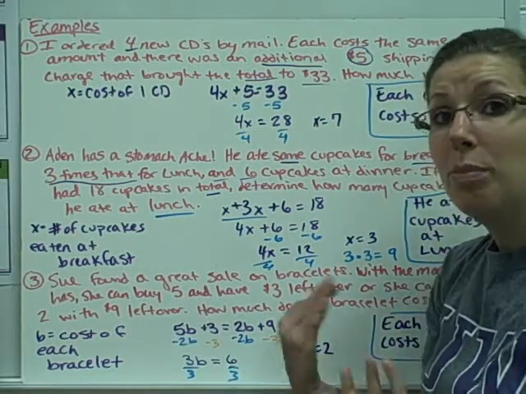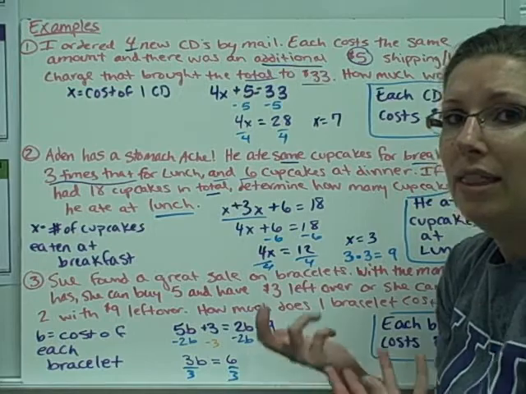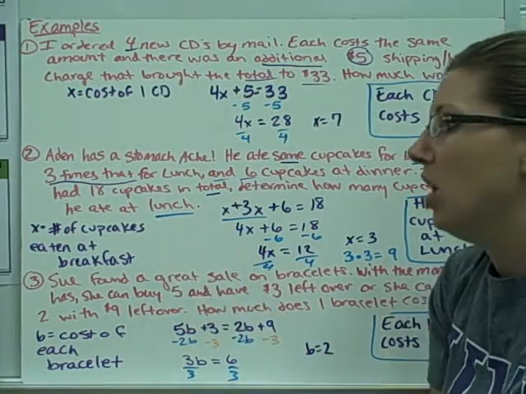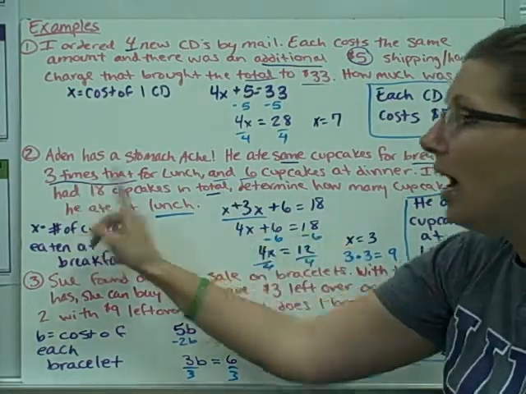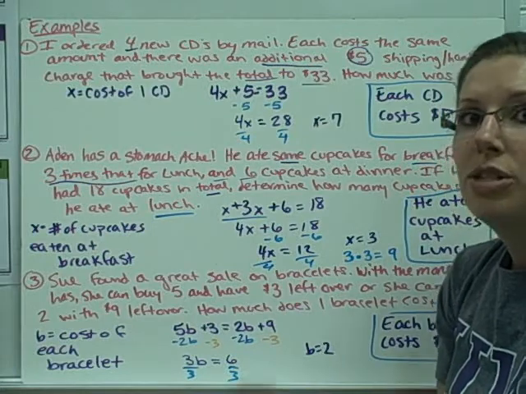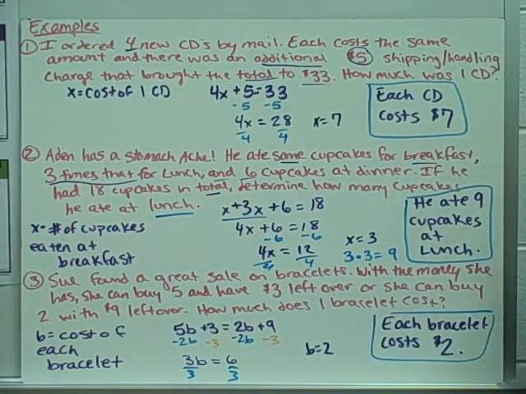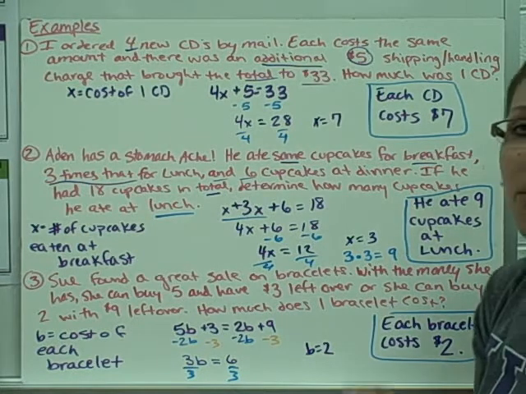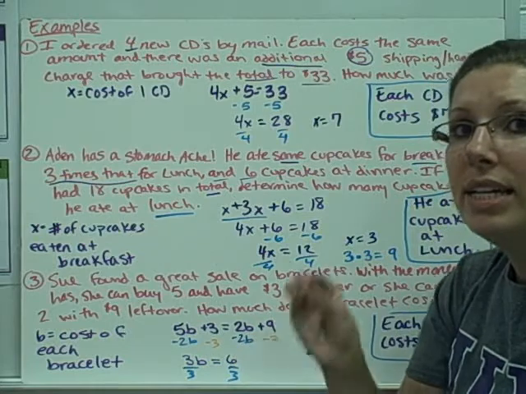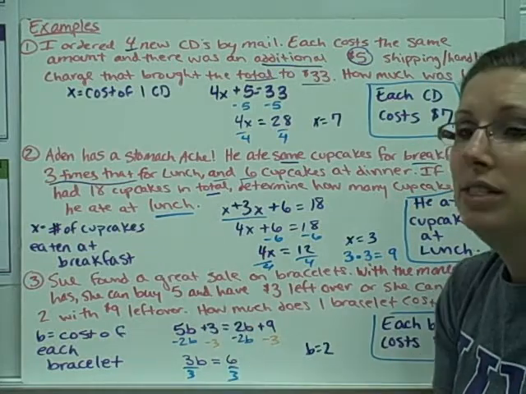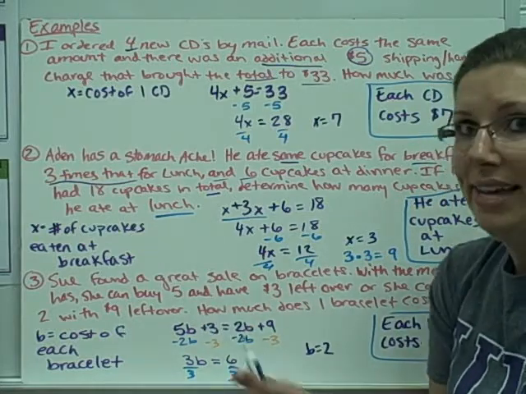So if he ate 3 at breakfast, how many did he eat at lunch? Because that's what I need to know. Well, he ate 3 times that for lunch. So 3 times 3 is 9. He actually ate 9 cupcakes at lunch. So don't let a problem trick you up. Make sure you're reading it carefully and answering the question that is being asked.